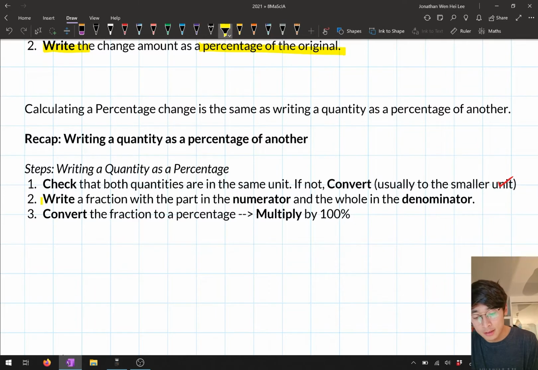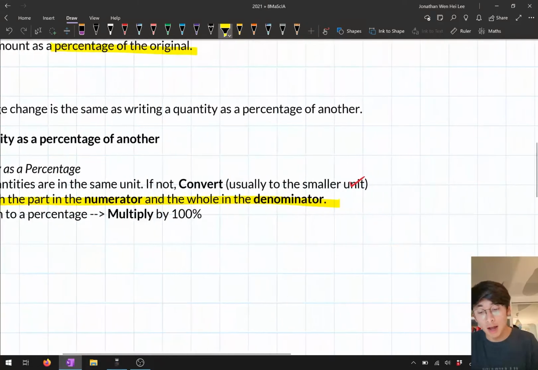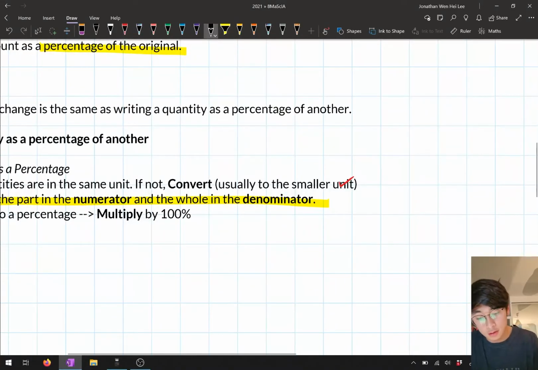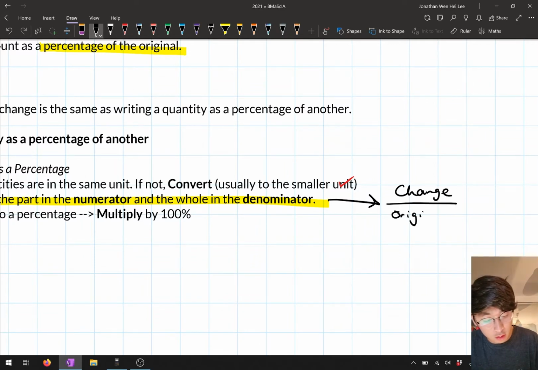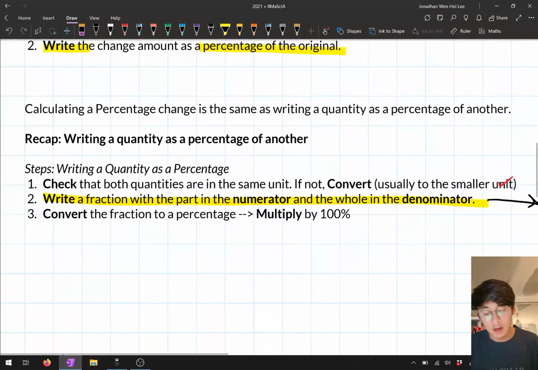Then we write it as a fraction with the part in the numerator and the whole in the denominator. So for this step, we're going to write the change amount over the original cost, so over the original amount. And then we convert it to a percentage. The way that we do that is we multiply by 100%.